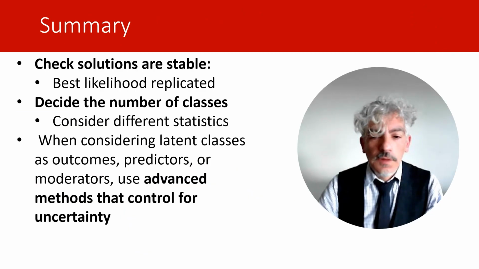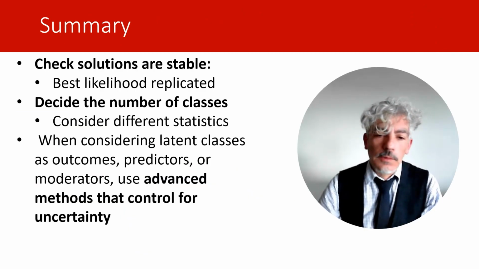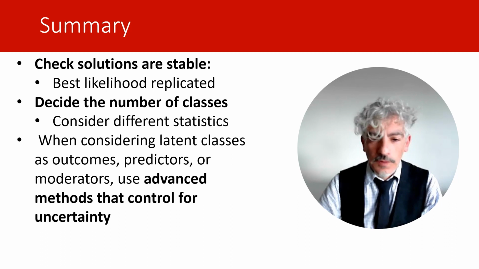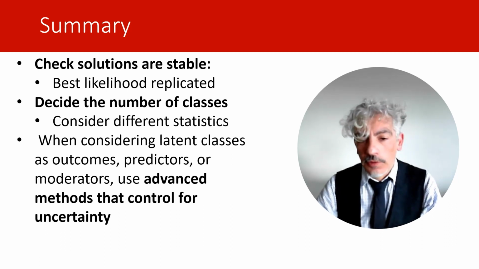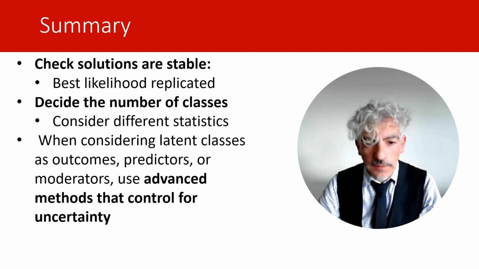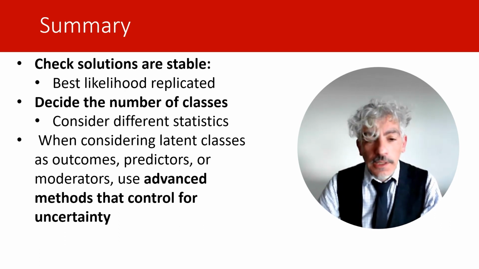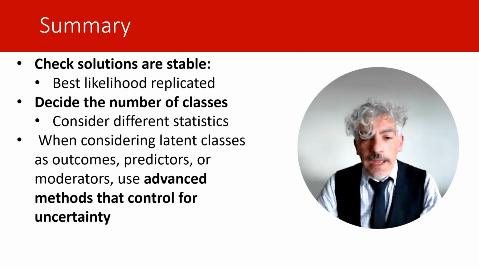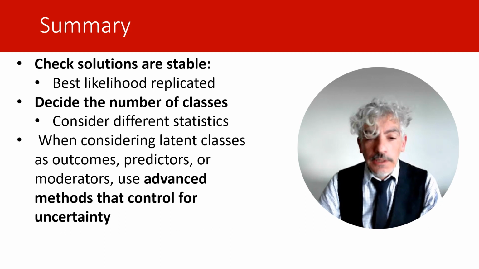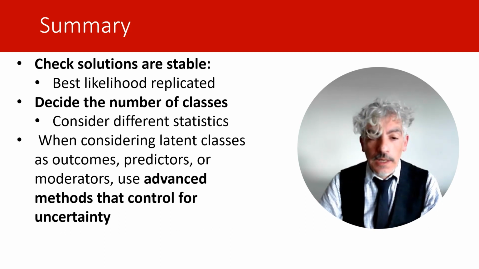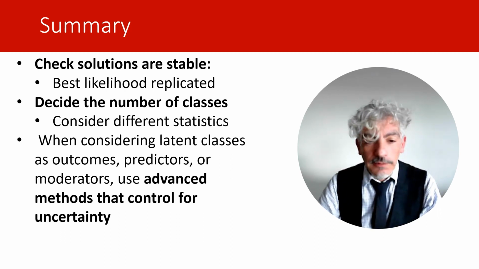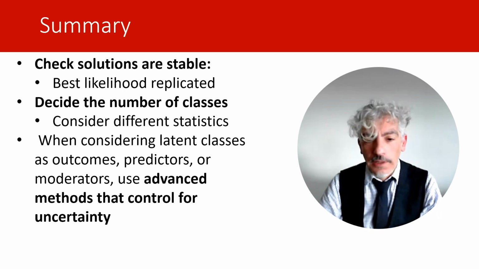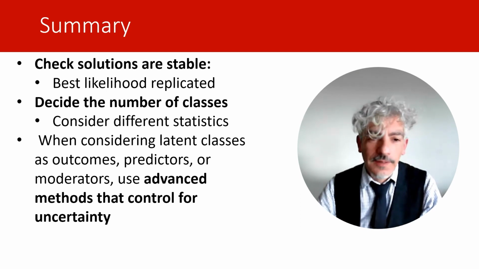So to summarize, it's important that we check the solutions that we obtain when we run latent class analysis, and we ensure that these solutions are stable. And in deciding the number of latent classes, we need to consider different statistics. And finally, when we are considering latent classes as outcomes or predictors or moderators, we need to use advanced methods that control for the uncertainty in latent class affiliation.